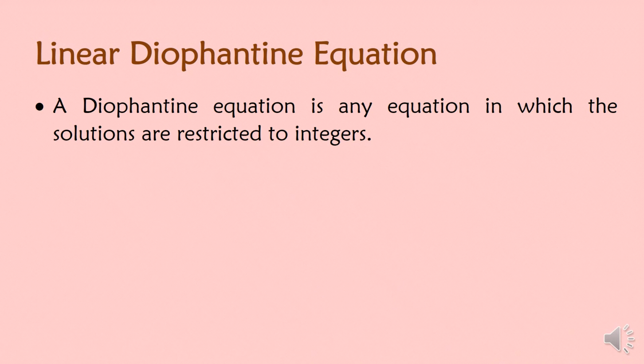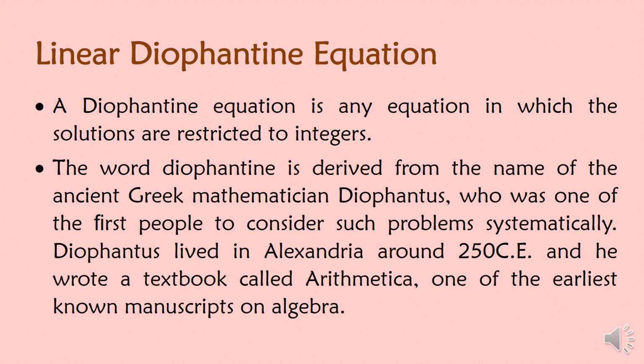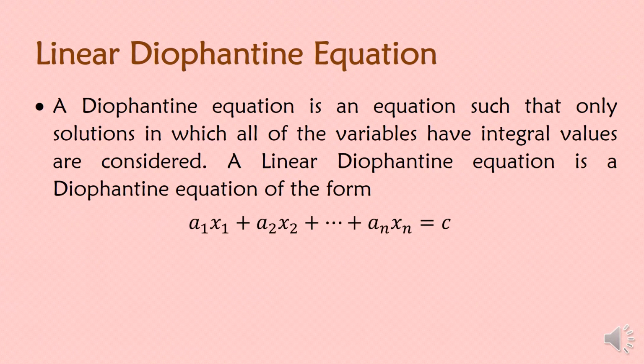A Diophantine equation is any equation in which the solutions are restricted to integers. The word Diophantine is derived from the name of the ancient Greek mathematician Diophantus, who was one of the first people to consider such problems systematically. Diophantus lived in Alexandria around 250 Common Era, and he wrote a textbook called Arithmetica, one of the earliest known manuscripts on algebra.